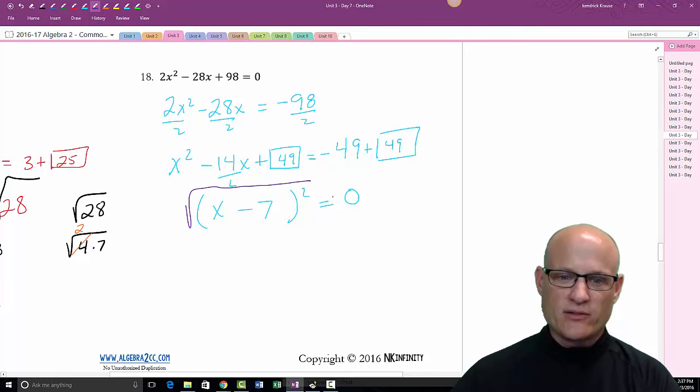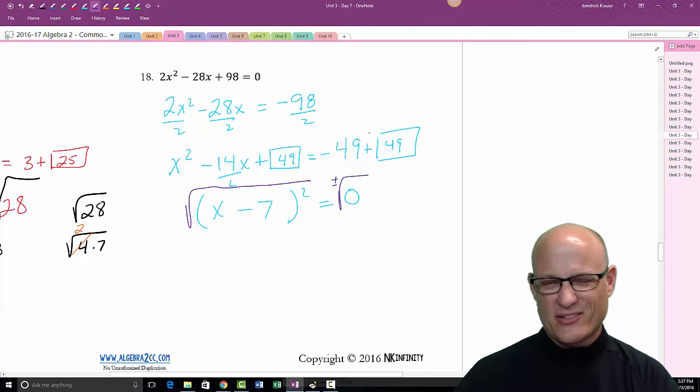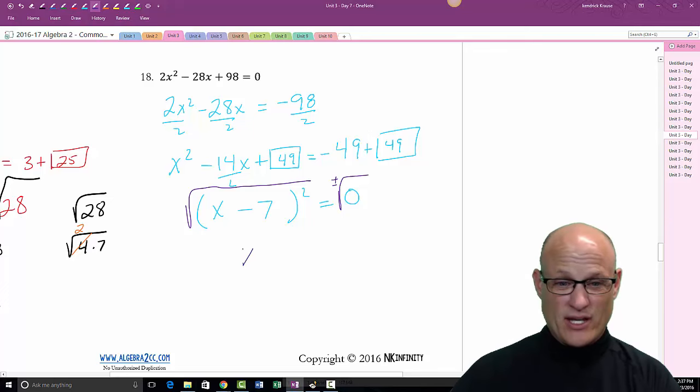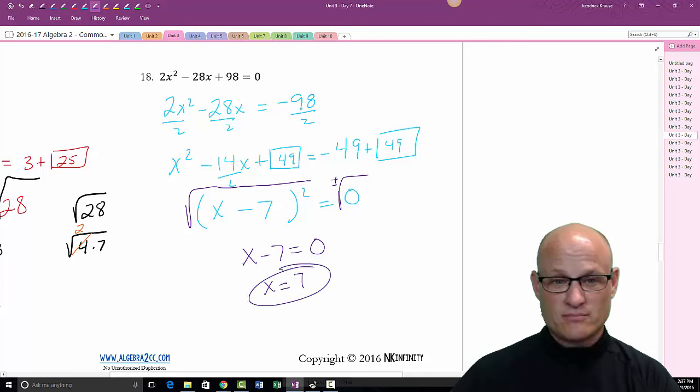Square root of both sides. You take the square root, you get plus or minus. But plus or minus 0 is just 0. So I end up with x minus 7 equals 0, or x equals 7?